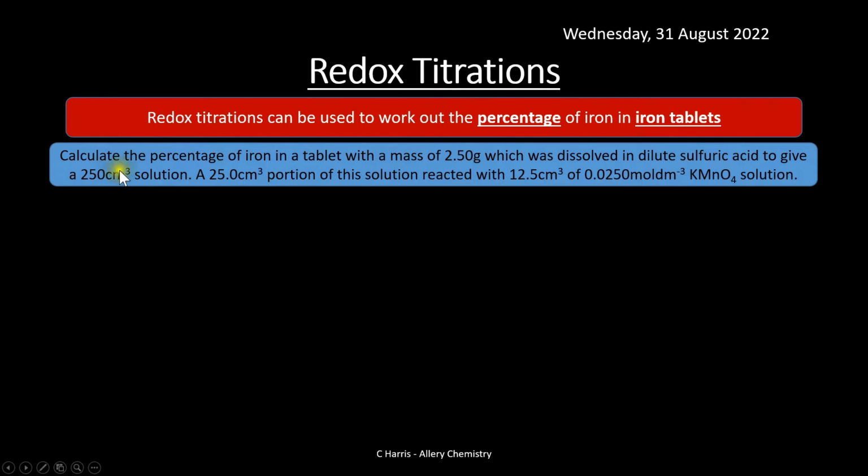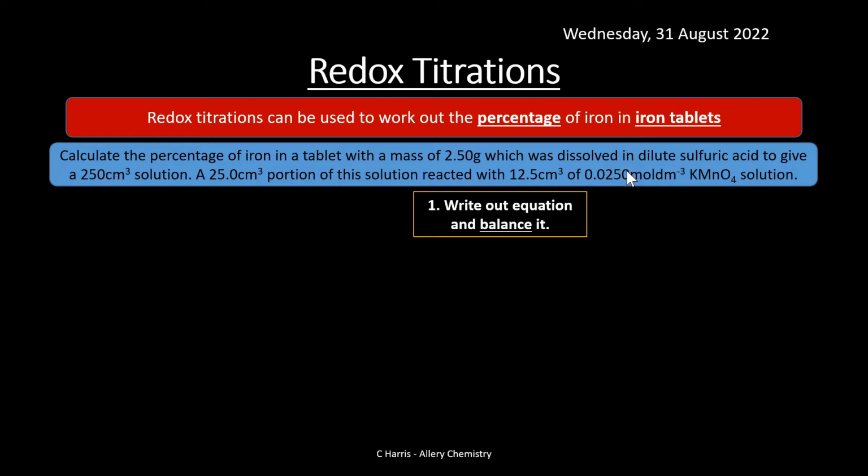We then took a 25 centimeters cubed portion of this bigger solution using a pipette, put that in a conical flask, and ran a titration. We needed 12.5 centimeters cubed of your manganate, which is in your burette, of this strength to react with all the ions that are in there.